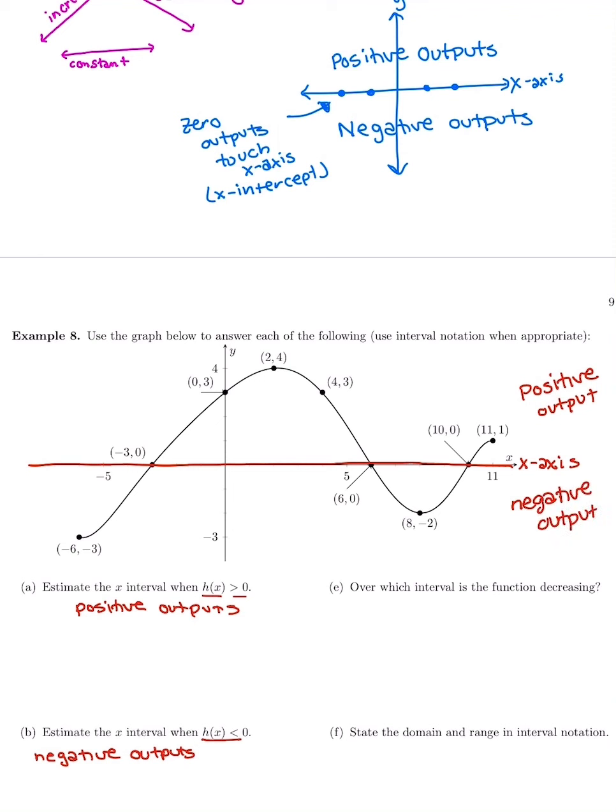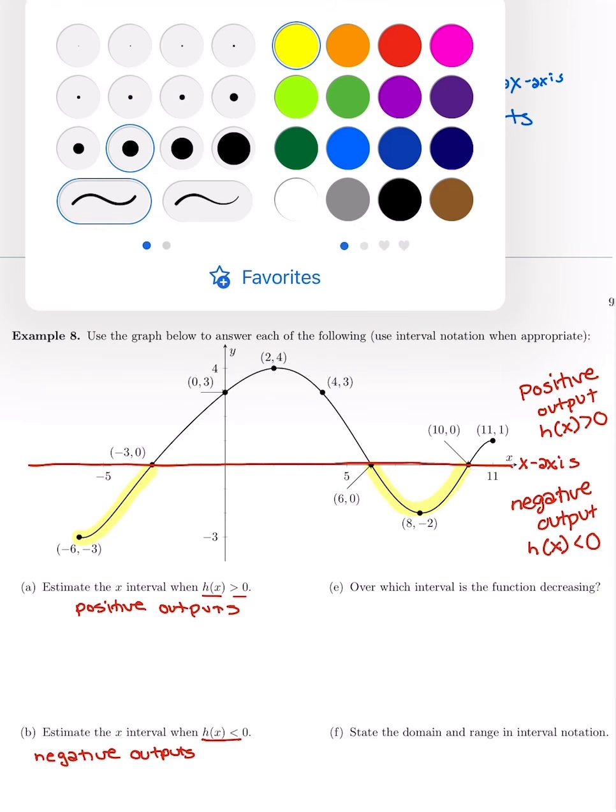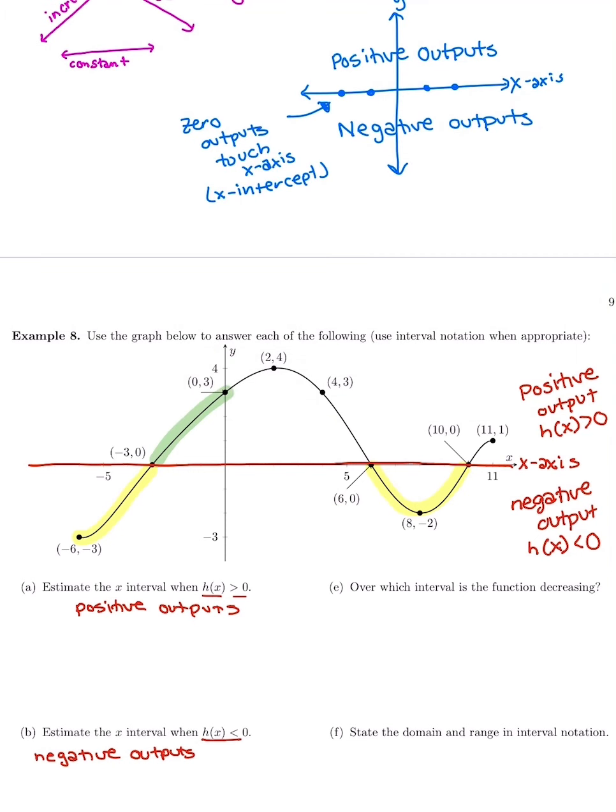So in terms of this graph, a positive output is where h of x is bigger than 0. It gives you positive numbers. Negative output is where h of x is less than 0. That's what this function is called. And I want to write that in interval notation. It says find the x interval where h of x is bigger than 0 and where h of x is smaller than 0. So I'm going to start by picking out what is below the x-axis. This piece is below and this piece is below. And then I want to pick out what's above the x-axis. This piece is above and this piece is above.